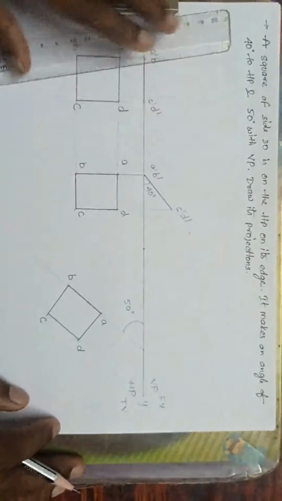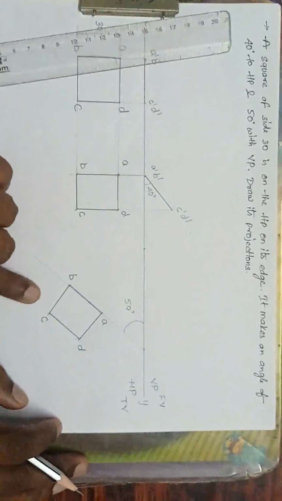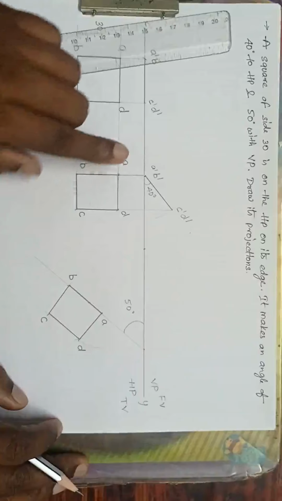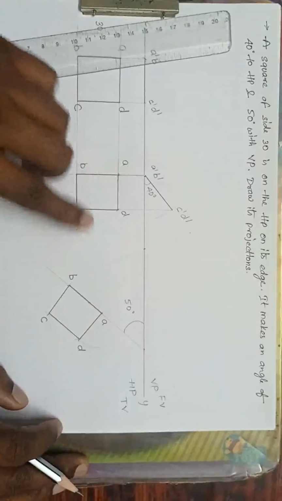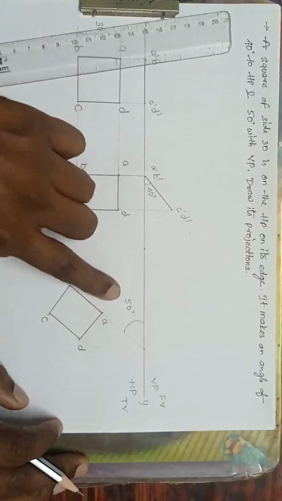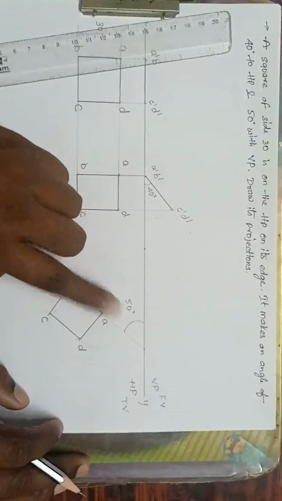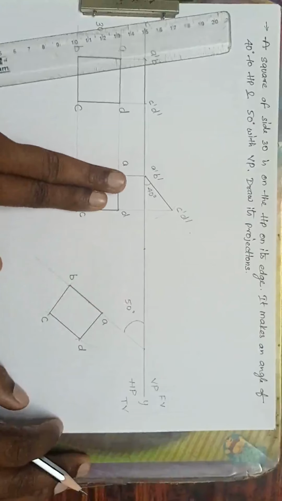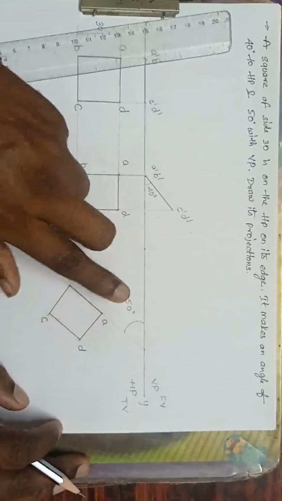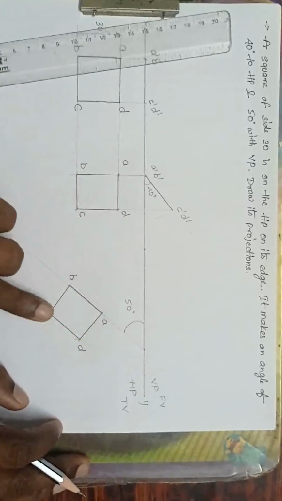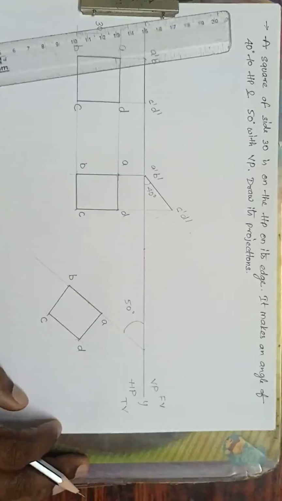Now see here, I have drawn the same thing here, but the AD is perpendicular here. Here the AB is 50 degrees. See, AB is perpendicular here. The AB is 50 degrees. It means the plane is perpendicular to VP, but here the plane is inclined at 50 degrees with VP. That is the change we did here. Now next what to do?